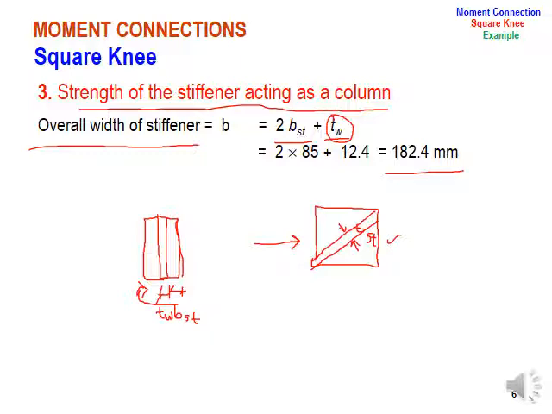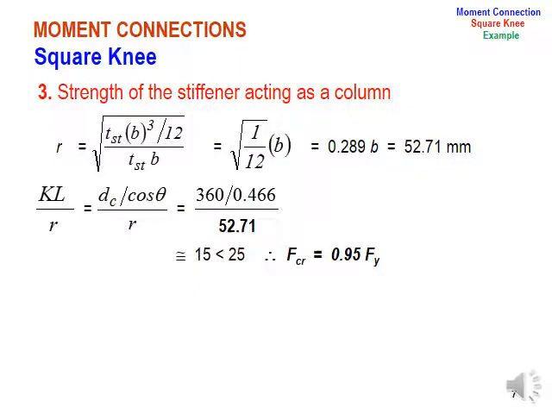So in this particular direction, in side view, this total needs to be checked for its strength acting as a column. So in this case, you need the slenderness ratio to check the strength of the stiffener as a column. For the radius of gyration, you already have the formula. So just input your values and you will get the KL over r, and you are getting the slenderness ratio as 15. It is less than 25, so it will be okay.